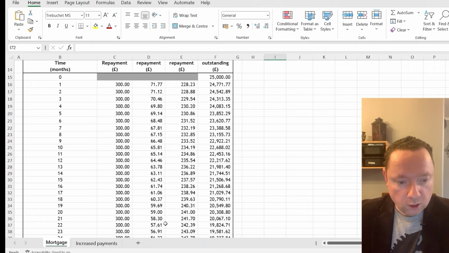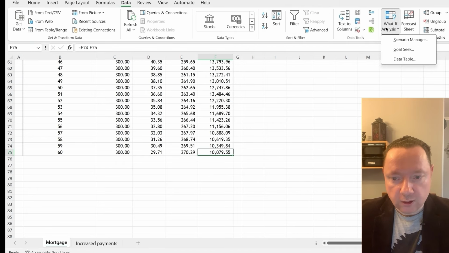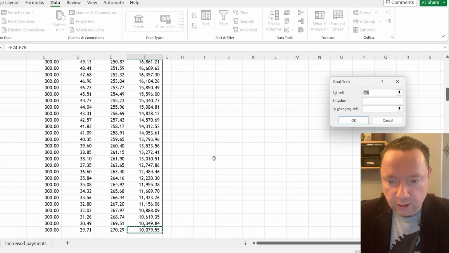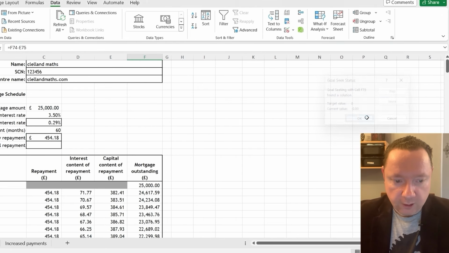And we want to do a goal seek. So we want to make this 0. So we're going data, what if analysis, goal seek. We want to change that to 0 by changing cell, well, the level monthly repayment, of course. So okay, that'll run its little thing, press OK.